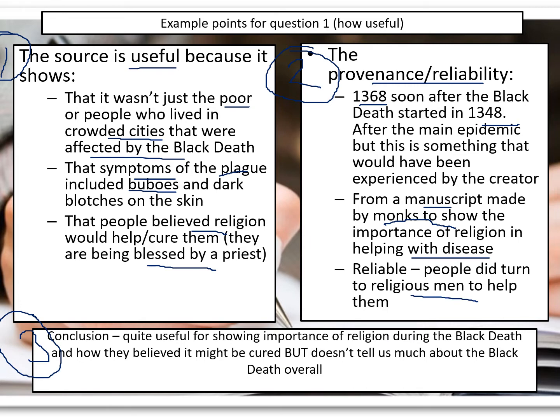Well, it's quite useful for showing the importance of religion and how they believed things might be cured. However, it doesn't tell us much about the Black Death overall. And you could discuss in your conclusion, if you wanted, about what it's kind of missing, any key points about that. You could talk about something like the mass death, the fact that a third of the population died. You could talk about other causes that people believed in, like miasma and the planets and things like that if you wanted to. But remember, we've got to do this in about 10 to 12 minutes, and our really key paragraphs are going to be our first two.